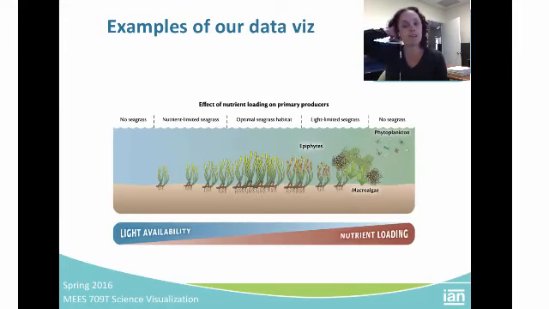This is a figure I made showing light availability and nutrient loading and their effects on primary producers in the coastal bays. So generally, as nutrient loading increases, light availability goes down, and you can see the effects that has on the primary producers, going from no seagrass to optimal seagrass, and then again no seagrass at the extreme ends.